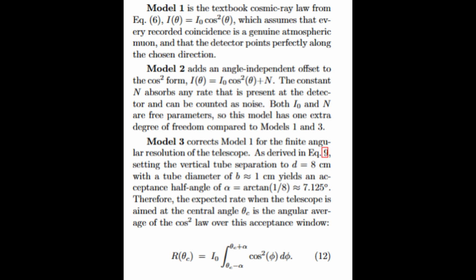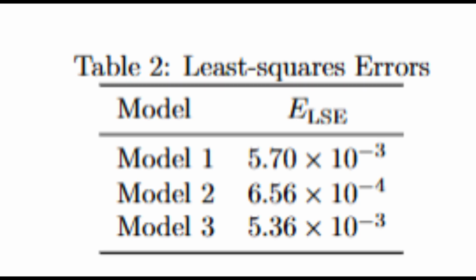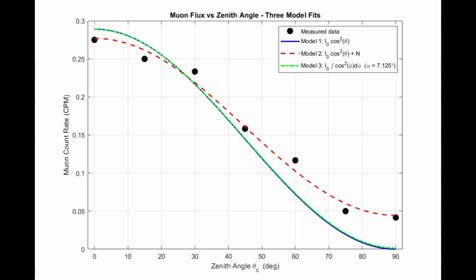The third model takes into account the finite angular resolution of the telescope at our designated tube separation, which was 8 centimeters. Both from the plots and the least squares error table, it can be seen that Model 2 was the most successful at approximating the curved line that fits the collected data. These are the final numbers for the model parameters. The fact that a curved line with the formula of the zenith angle distribution fits the data that we collected so well verifies the cos-square law, which was the second objective of our project alongside the muon detection.